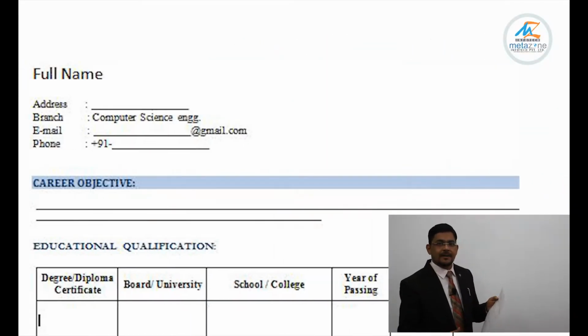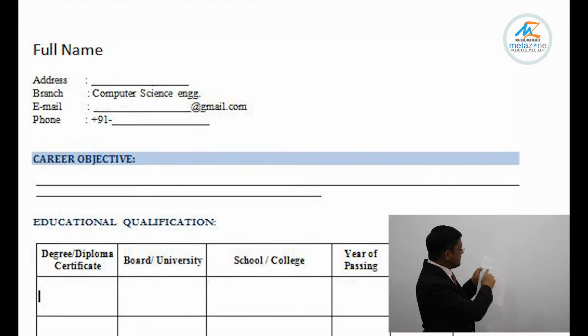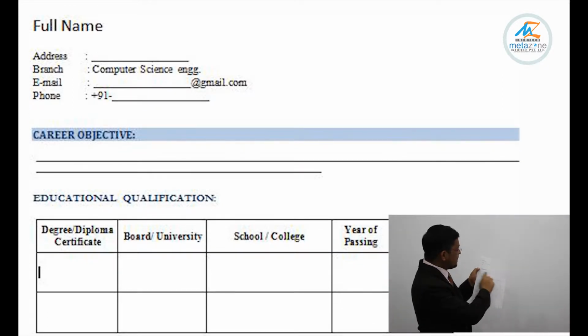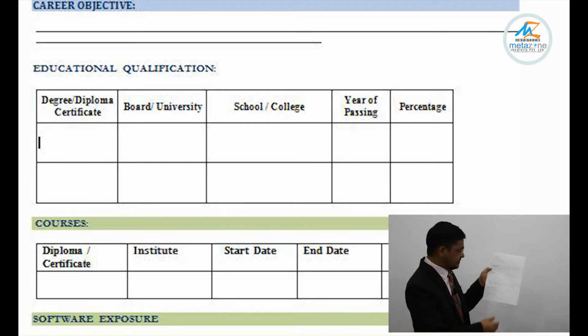Let's take an example of a fresher's resume, right? Here the name comes, then address, branch, email, phone number, this kind of information generally people put, and career objective we write over here. Then educational qualification: your 10th, 12th, BTech, whatever your qualification, you mention over there, board, university, school, colleges, year of passing, and your percentages come here.